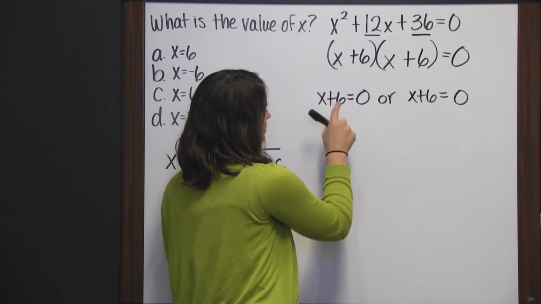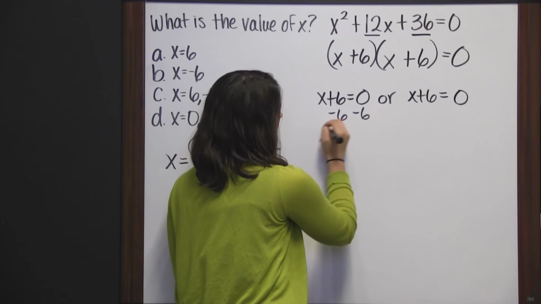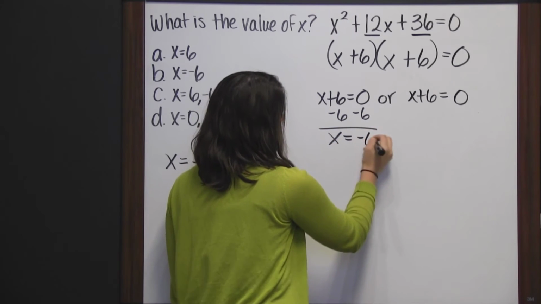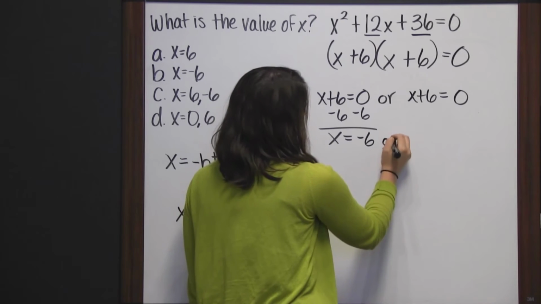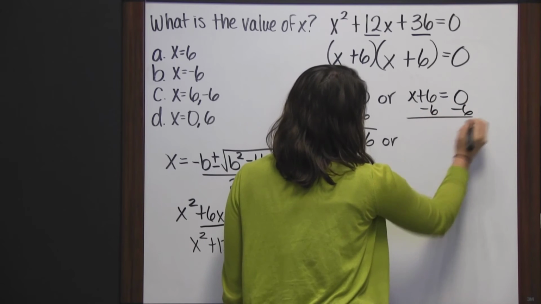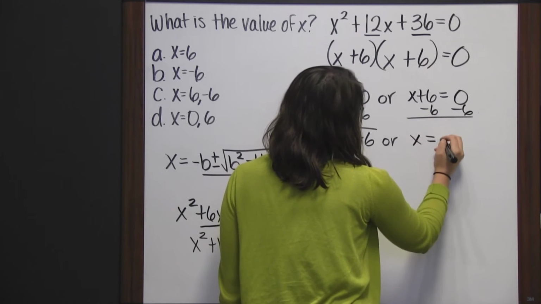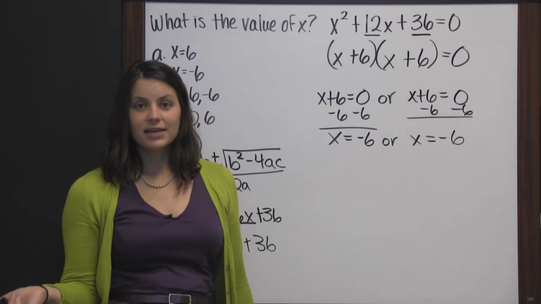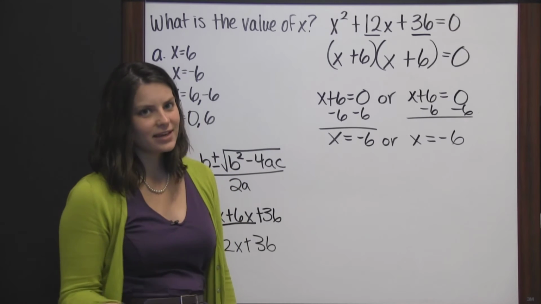To solve for x, we need to subtract 6 from both sides. So we have x equals -6. The other equation gives the same result, so x equals -6. That means that x is either -6 or -6.